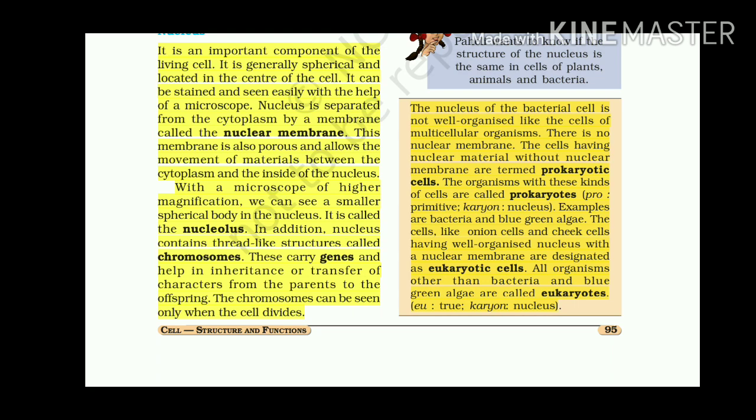blue-green algae. The cells like onion cells and cheek cells having well organized nucleus with the nuclear membrane are designated as eukaryotic cells. All organisms other than bacteria and blue-green algae are called eukaryotes. Eu means true, karyon means nucleus.